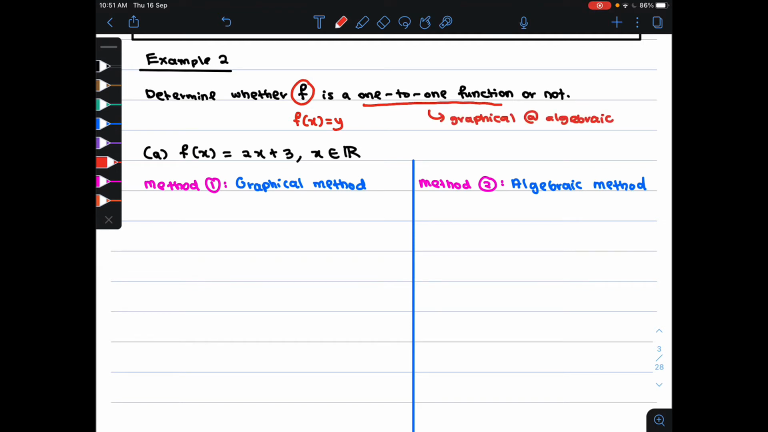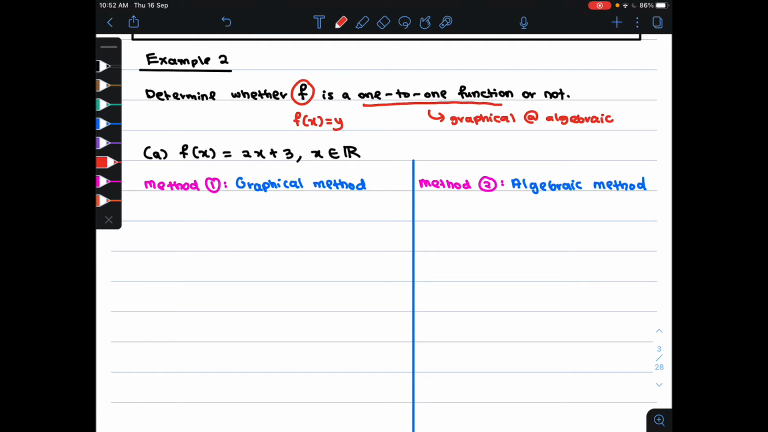Kalau soalan suruh guna graphical, lukis graph. Kalau dia suruh guna algebraic method, kamu kena guna algebraic method. But in this question, it's not specific. So, you can use either method that you like. So, I'm going to teach you how to use both for each question A, B, C, etc. semua tu. So, let's start with part A.